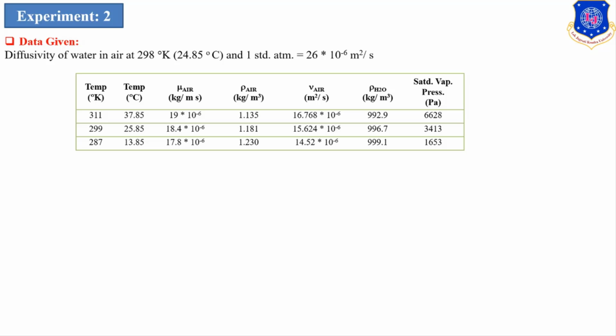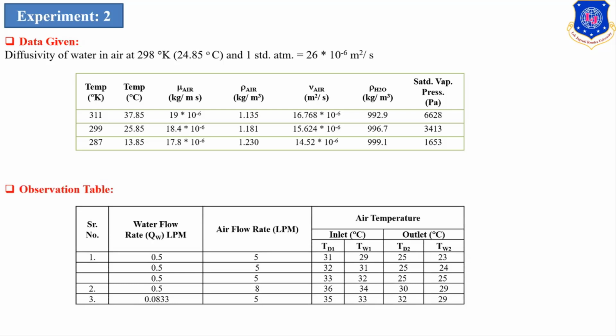Okay, now after taking the dry bulb and wet bulb temperatures at inlet and outlet at 5-minute intervals, we have to draw an observation table. So it will look like this. The first column will contain the water flow rate, that is Qw in LPM, then the air flow rate in LPM, then the air temperature both at inlet and outlet, TD1 and TW1 at inlet, and TD2 and TW2 at outlet. Here the water flow rate will be in LPM, liters per minute, and also the air flow rate will be in LPM, liters per minute.